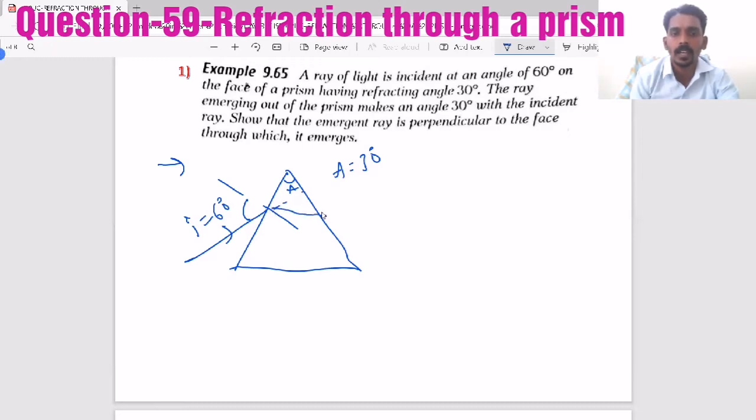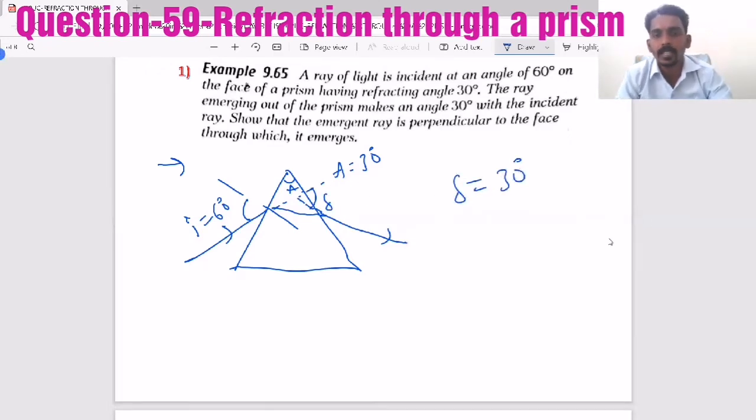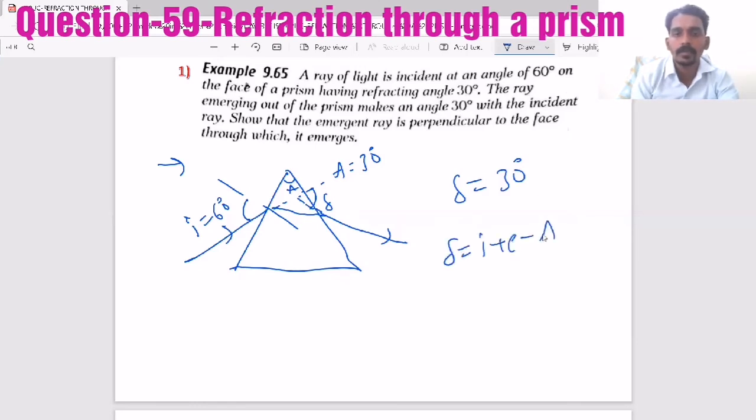The ray emerging out of the prism makes an angle 30 degrees with the incident direction. Means this is the incident direction and then it is taking this path. Now this is the final emergent one. This is called the net deviation. So the deviation is 30 degrees. And we have the formula delta equal to I plus E minus A. I is there, delta is there, A is there. Now 30 equal to I is 60 plus E, which we don't know, minus 30.